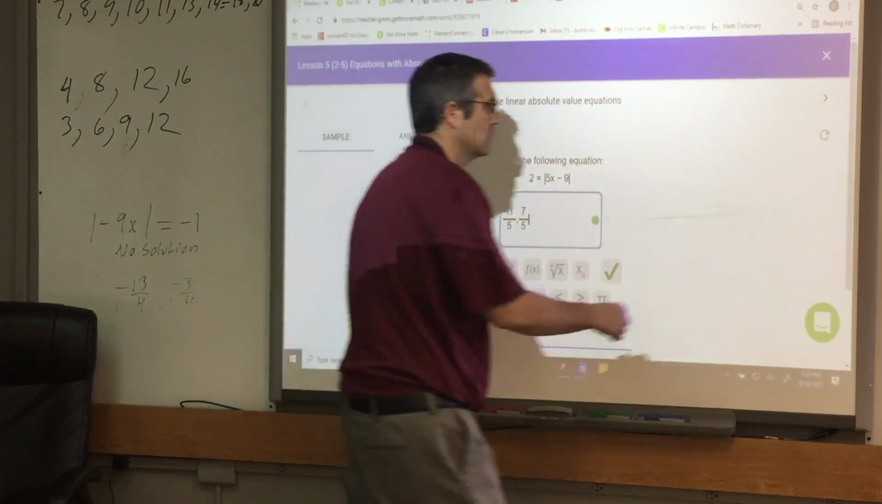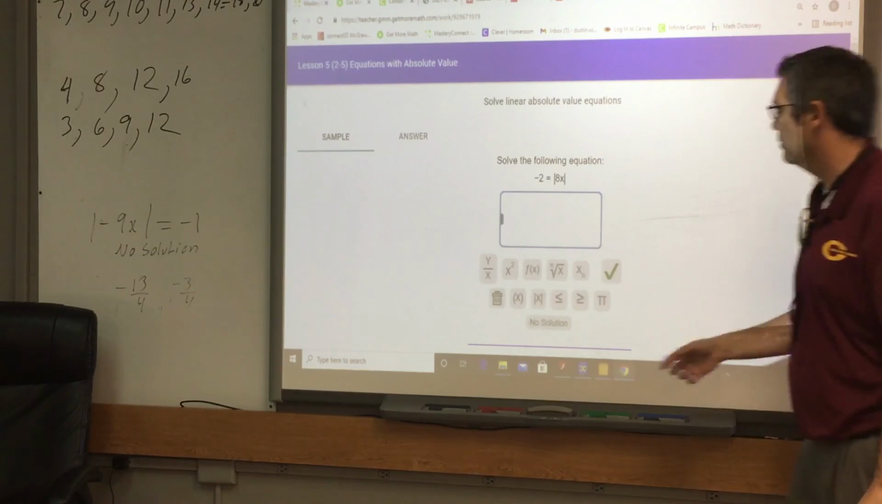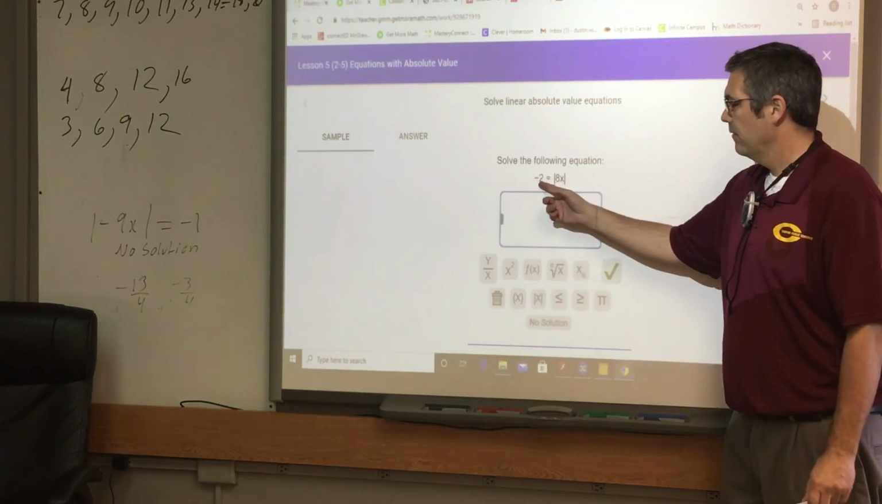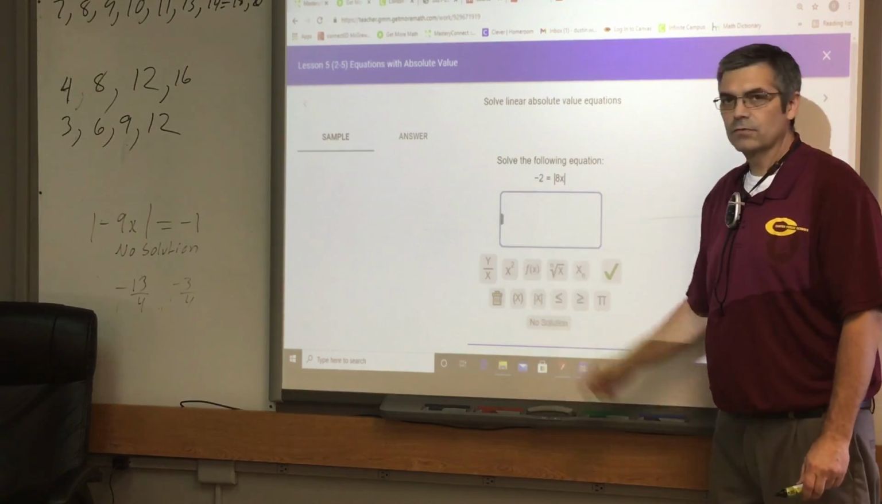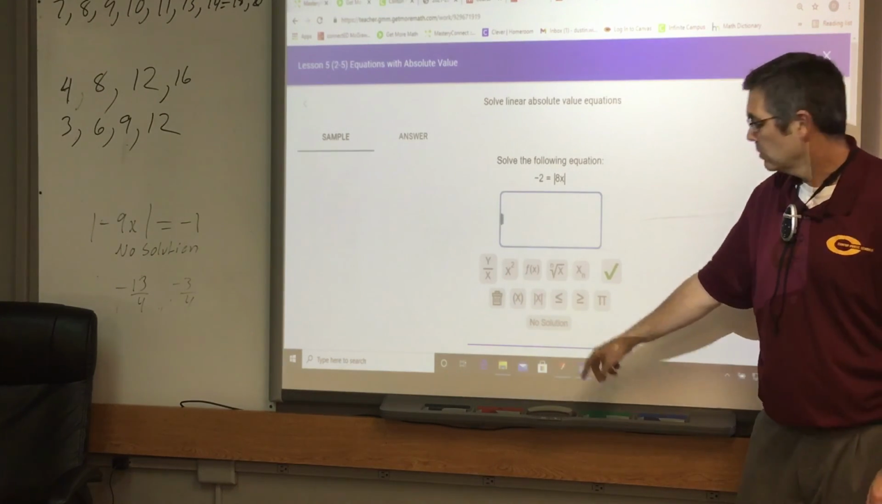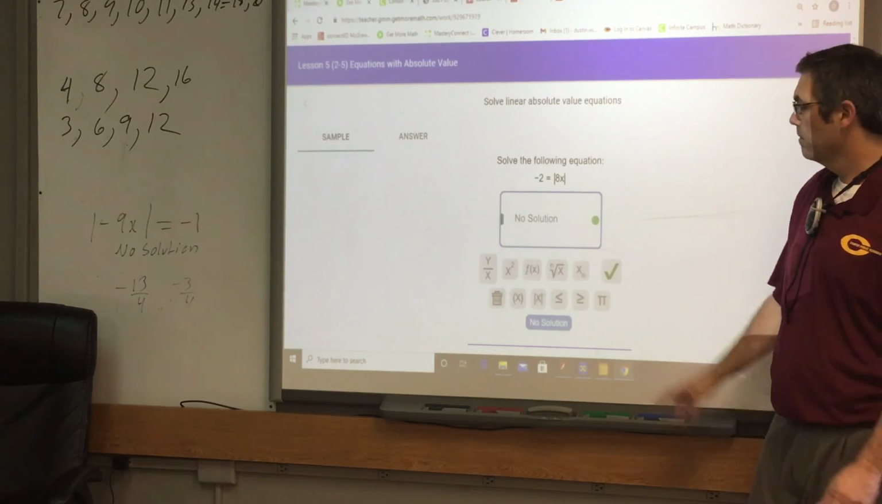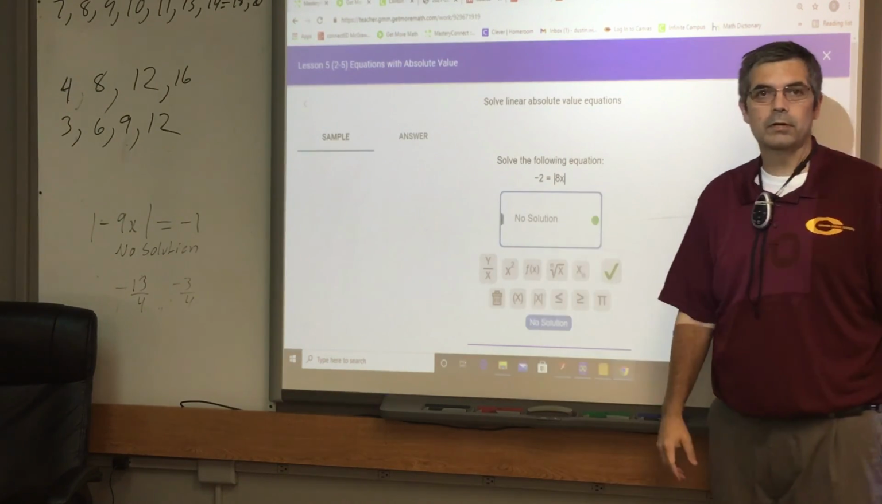Now the next one I want to show you is how to put in a no solution. I just need to find one real quick. Oh, there we go. The absolute value of 8x equals negative 2. Notice down here it has a no solution button. That's what you're looking at. Just click the no solution button if you look at one of those. Okay? And you're good. Green dot, we're good.